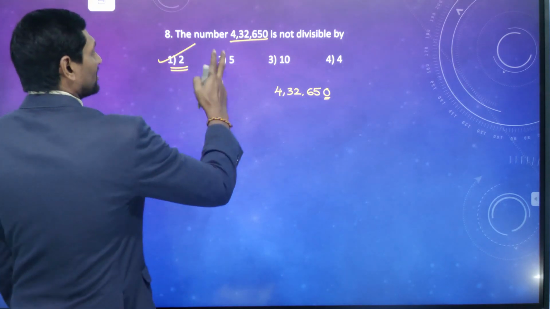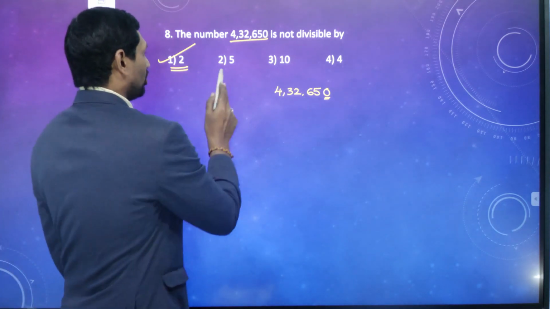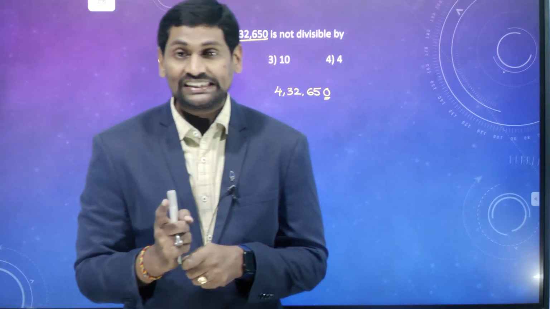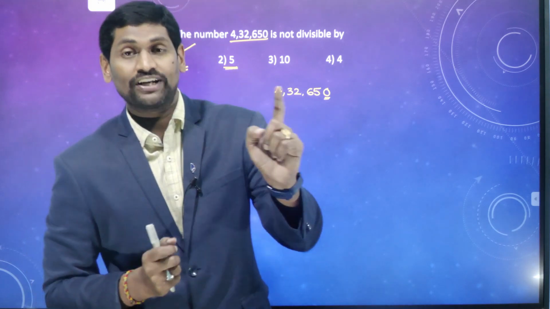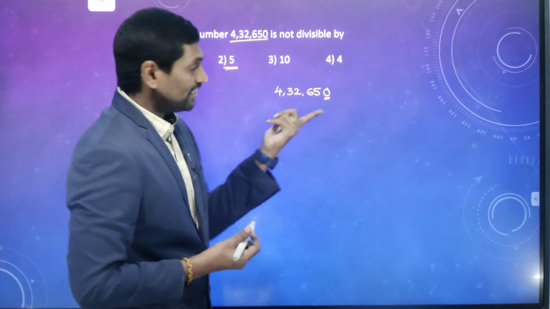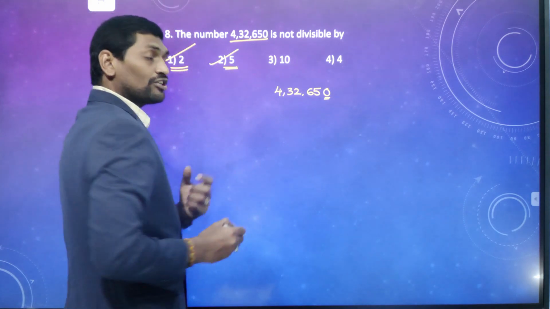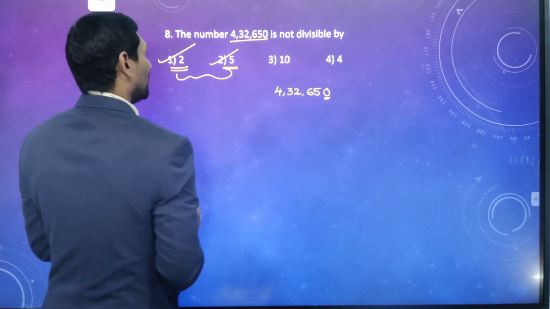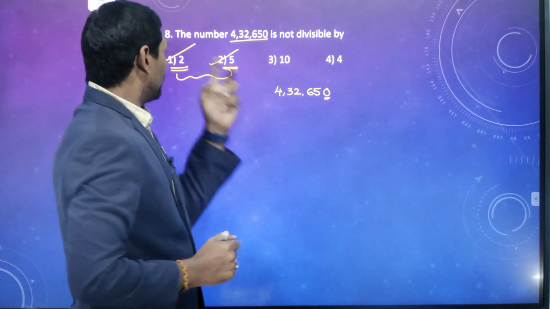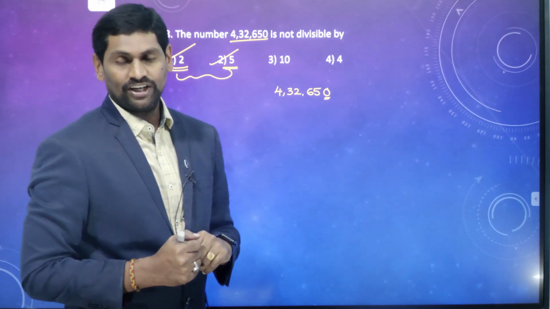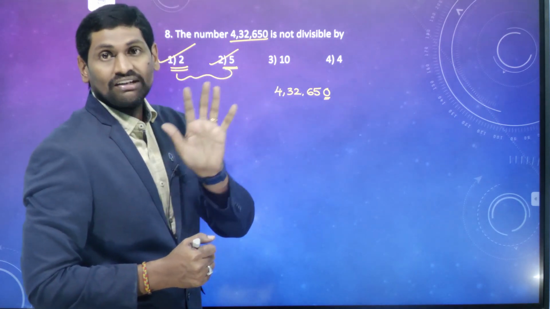Okay, let us check 5. Second option is 5. That means we need to check rule 5. What is rule 5? The last digit or units place digit of a number is 0 or 5. Here the units place digit is 0 or not? Yes. That means the given number is also divisible by 5. So the given number is divisible by 2 as well as by 5. So these two are not our required answers.